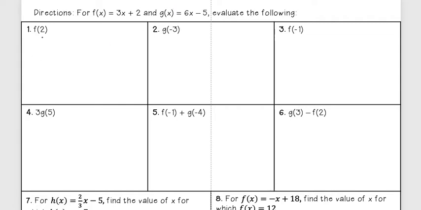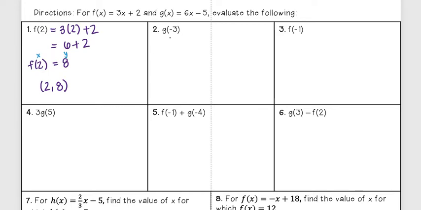So the first one says I want to find f of 2. That means I am going to my function f, and everywhere I see an x, I'm instead replacing it with 2. So instead of 3x, I'm going to write 3 times 2. And again, don't forget your parentheses there. Well, 3 times 2 is 6. And then 6 plus 2 is 8. So I get f of 2 is equal to 8. And so again, if I was writing that as a point, that would be the point (2, 8), because the 2 is my x, my input, and my output is my y.